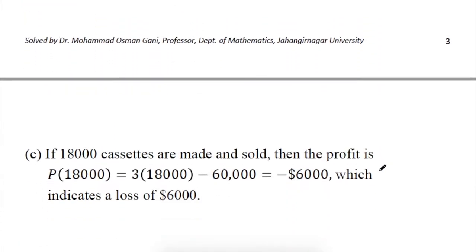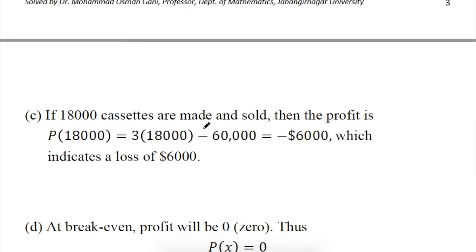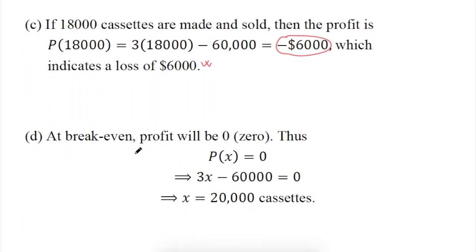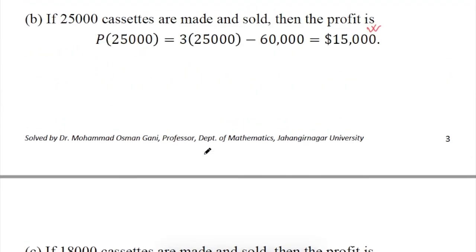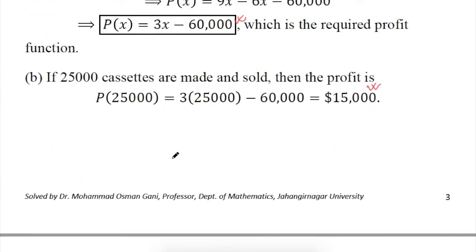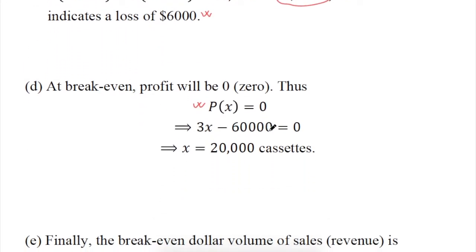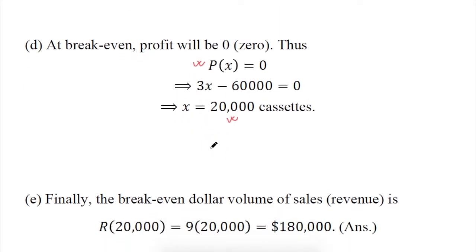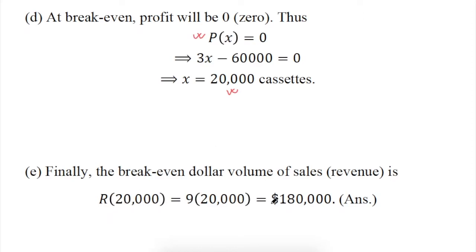Now you can calculate profit of 25,000 CDs made and sold, that will be 15,000, and for 18,000 cassettes made and sold, there is a profit of minus $6,000, which indicates a loss of $6,000. And for the break-even quantity or break-even point, we need to put profit equal to 0, and profit P(x) is equal to 3x minus 60,000, which gives us x equal to 20,000. So this is our break-even quantity, and at break-even revenue is this.